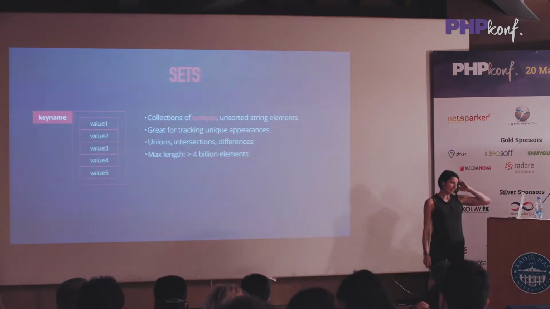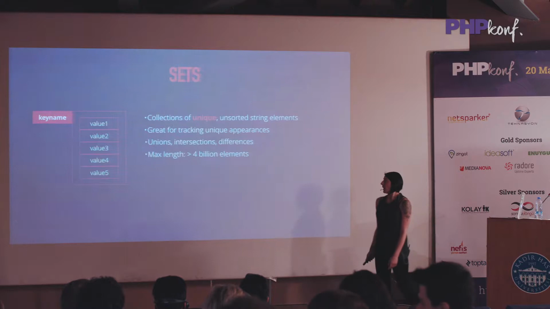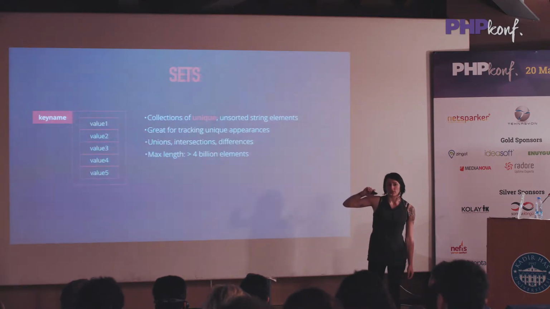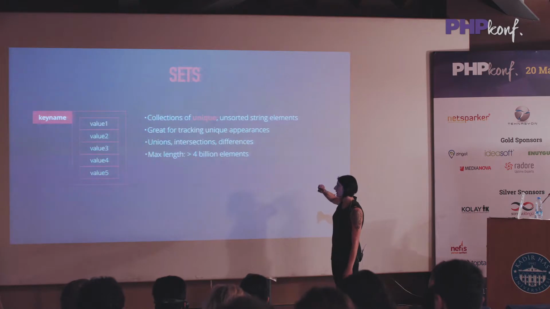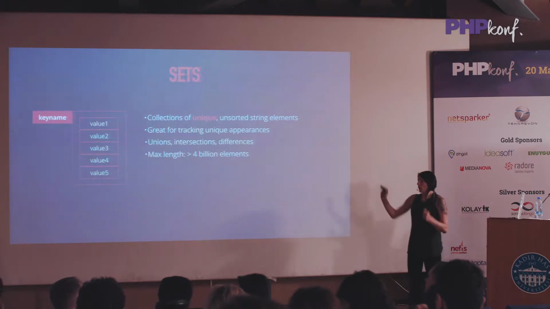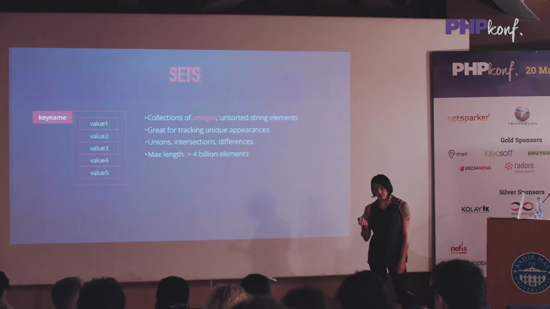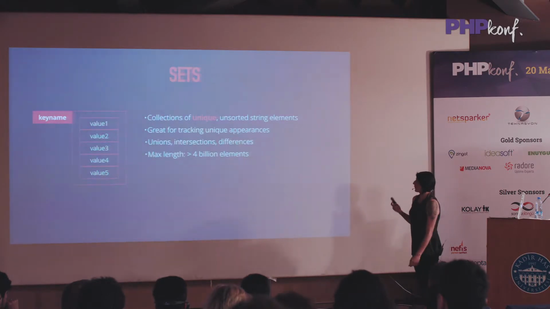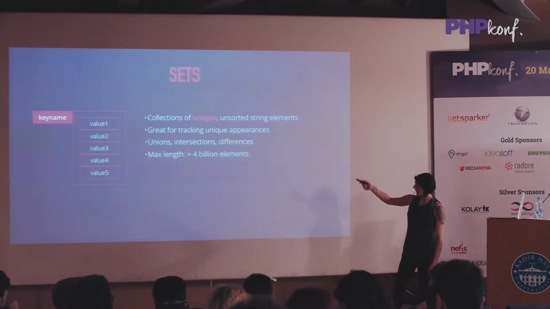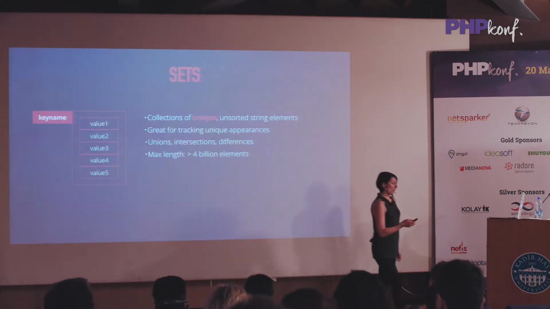Then sets. It's similar to lists, also a collection of strings, but here we have unique elements. So elements can't be repeated. If we add the same element multiple times, we will only see it once in the set. That's what makes them great for tracking, for example, unique IP addresses from visitors or stuff like that. Max length of a set is, again, over 4 billion elements, and we can do unions, intersections, and differences on sets.